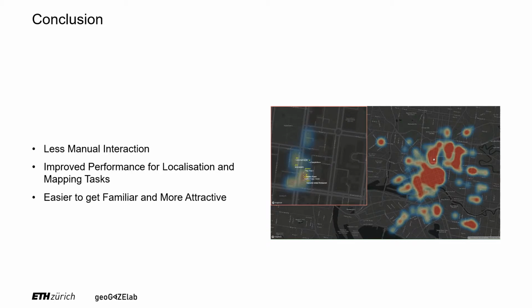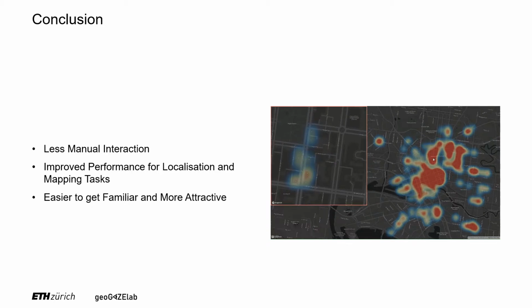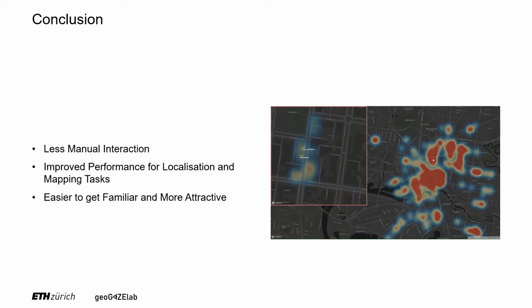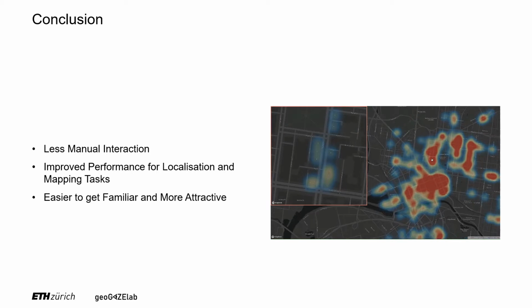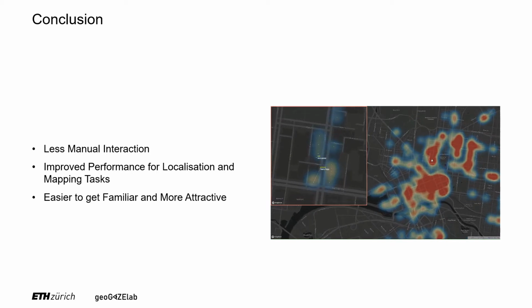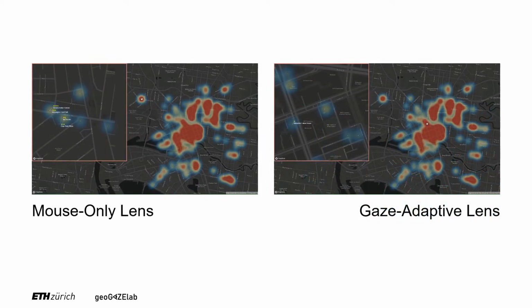The results of the pilot study indicate that gaze-adaptive lenses can improve the performance in terms of finding locations on a map and mapping them afterwards. Furthermore, it seems that the gaze interface is easier to get familiar with and generally more attractive. We believe that this is the result of less mouse movement required. Here we can see both conditions side by side.